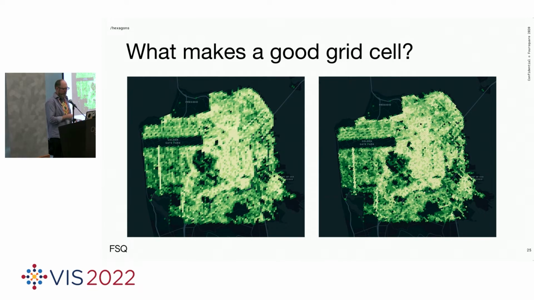This is a comparison between S2 cells and H3 cells showing data laid over San Francisco. I think that this is street trees, but I wouldn't swear to it. And you can see that there are places where the hexagon map looks smoother. It has fewer visual artifacts, and it overall represents the data a little bit better than the S2 cells do.